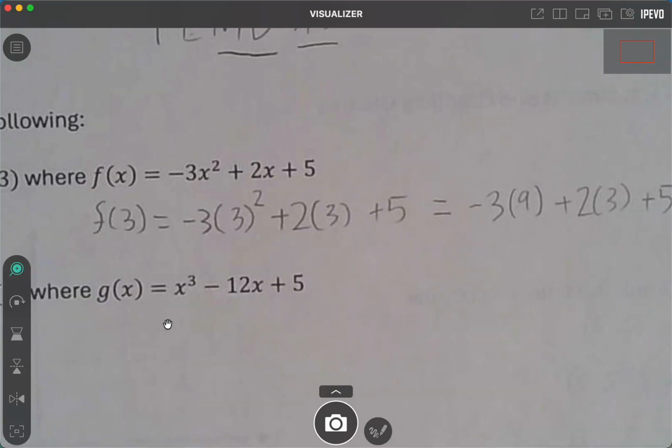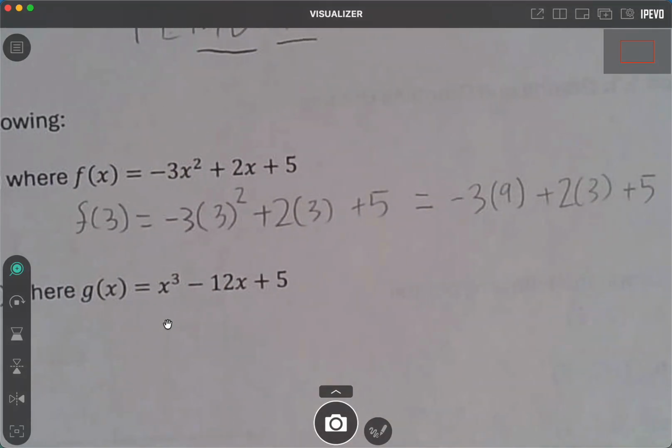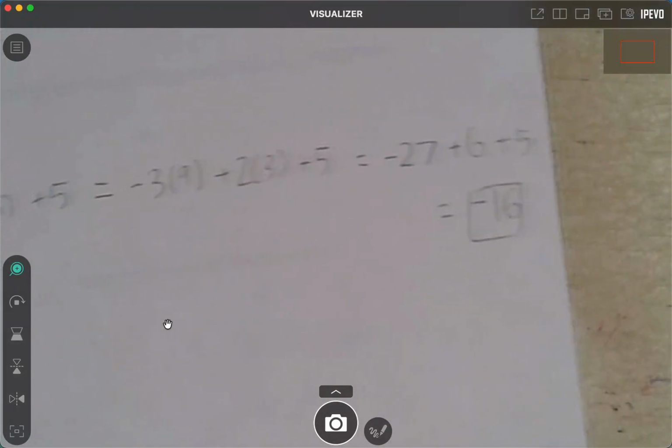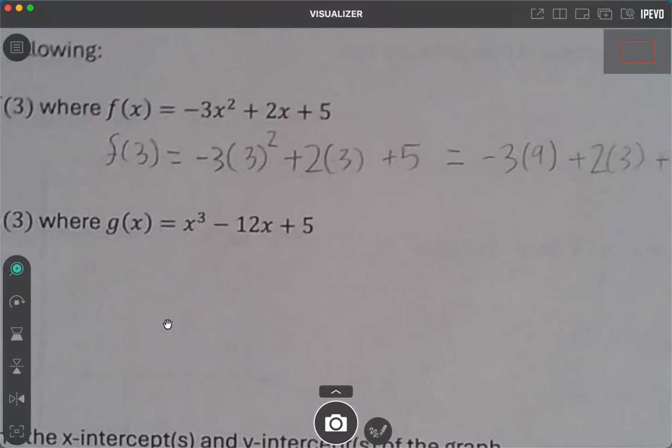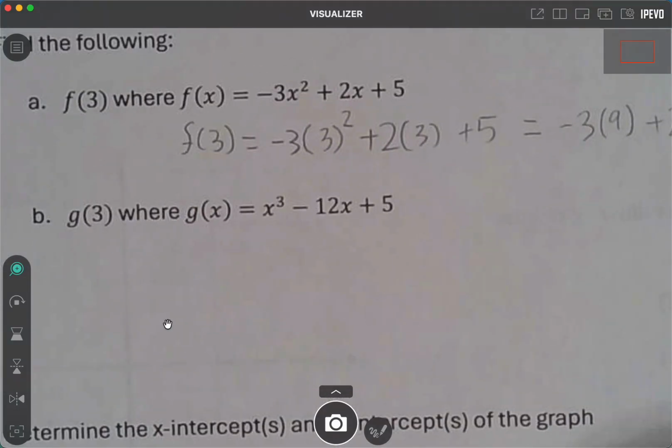So all of that was just plugging in f of 3. And again, I hope this is extra practice to plug stuff in and see what you get. All right, let's keep going and do g of 3 a little more quickly.